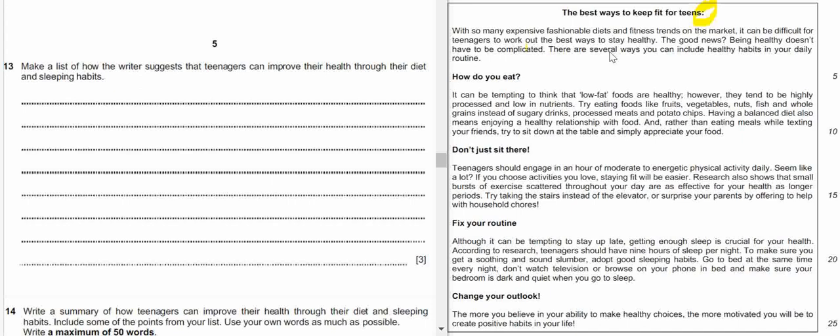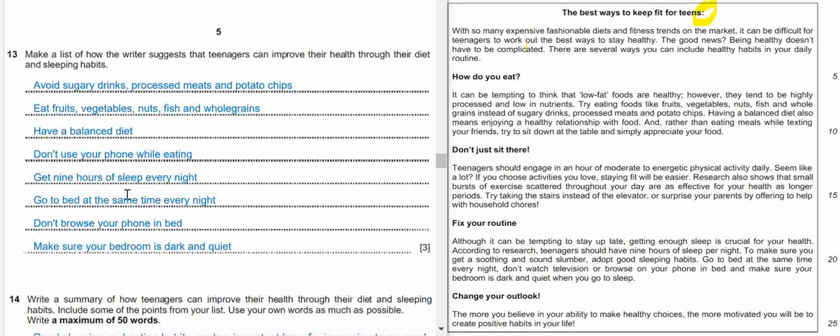Let's review the answer. So it's avoid sugary drinks, processed meat, and potato chips. Here, sugary drinks, processed meat, and potato chips. And eat fruits, vegetables, nuts, fish, and whole grains. So here we go. Here, whole grain. And have a balanced diet. Here, having a balanced diet.